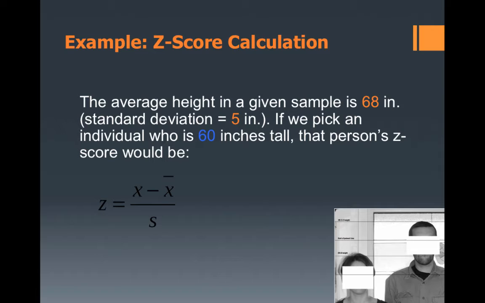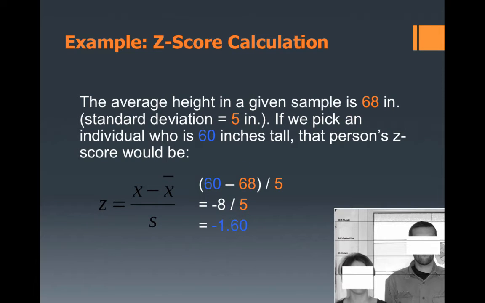Well, here's our formula. Z equals x, where x means the individual score, so we have 60, minus the mean, which in this case is 68, divided by your standard deviation, which is 5 inches. So we set up 60 minus 68. The difference of that divided by 5 is then equal to negative 8 divided by 5, which comes out to negative 1.60.